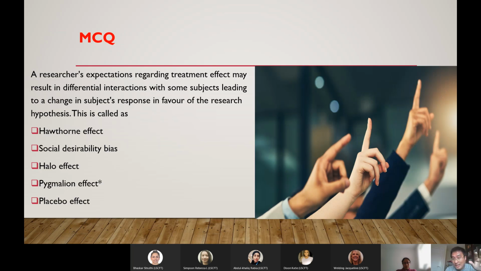This is a very tricky MCQ that I put, as we have done a bit of bias. A researcher's expectation regarding treatment effect may result in a different interaction with the same subject, leading to a change in subject response in favor of the research hypothesis. Out of the 5 options, which do you think is the right option?